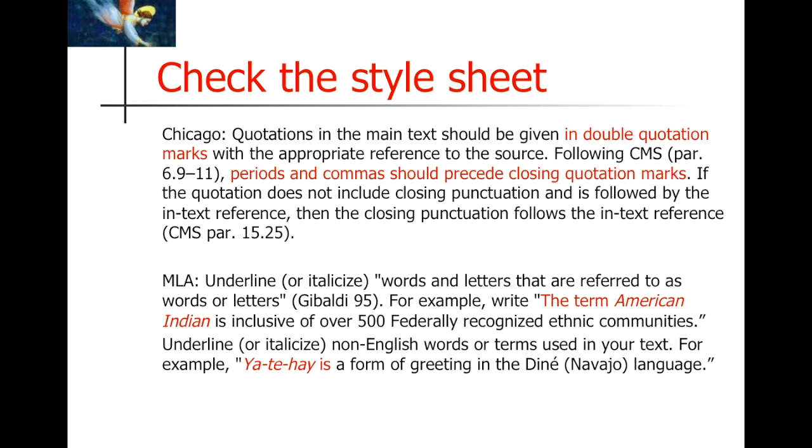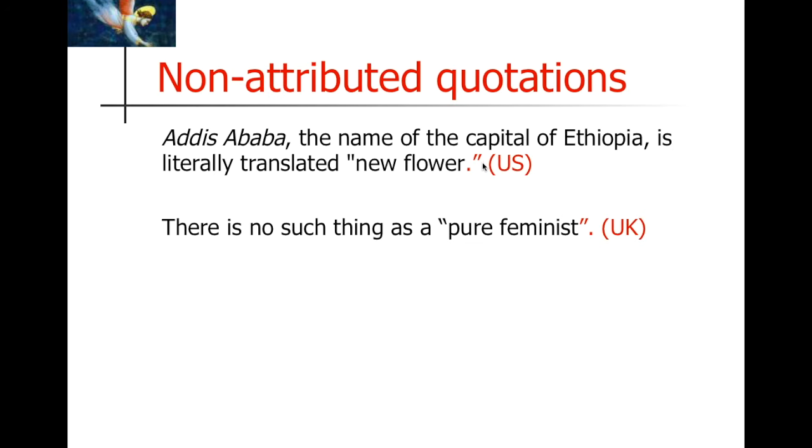In all points concerning the presentation of quotations, check the style sheet. Check the style sheet that you're going to use, okay? And you'll find explanations of what to do. For example, I've put on Moodle a Chicago-based style sheet, the one used by John Benjamin's, and it says the following: quotations in the main text, that means the in-text quotations, should be given in double quotation marks, and then periods and commas should precede the closing quotation marks. That's exactly the thing that we saw back here. They want you to do this, even though their publishing house is in Amsterdam, so the US-UK divide isn't absolute.